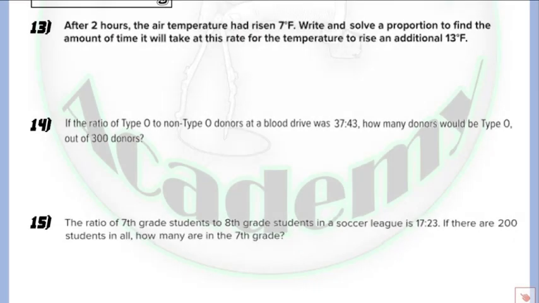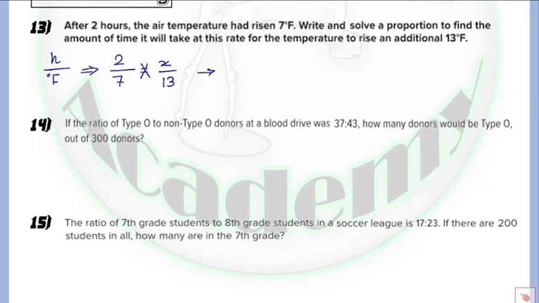In this problem, we have a relation between the number of hours and temperature. After 2 hours, the temperature will be 7 degrees. Now we need to find how many hours it takes for the temperature to be equal to 13. So the relation we have is between the number of hours and the degree. Just write the first rate: for each 2 hours, it will be represented by 7. We need to find the time to make the temperature equal to 13.